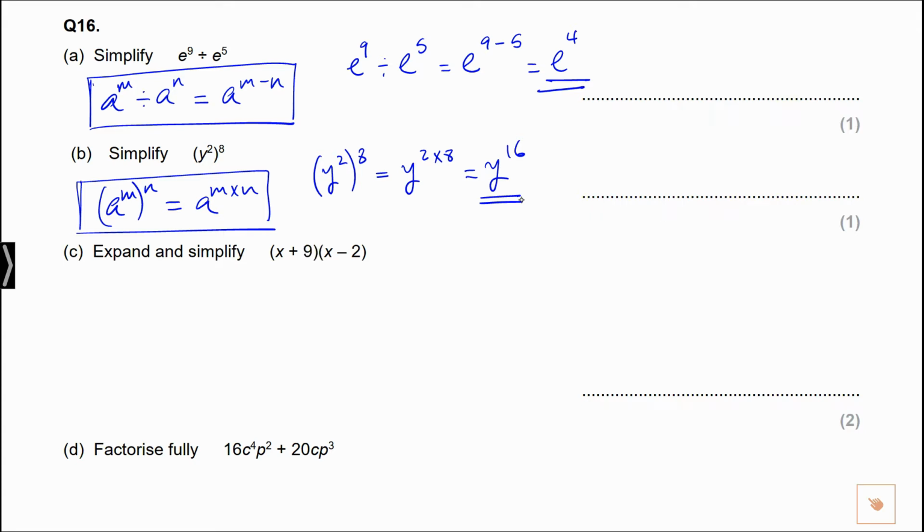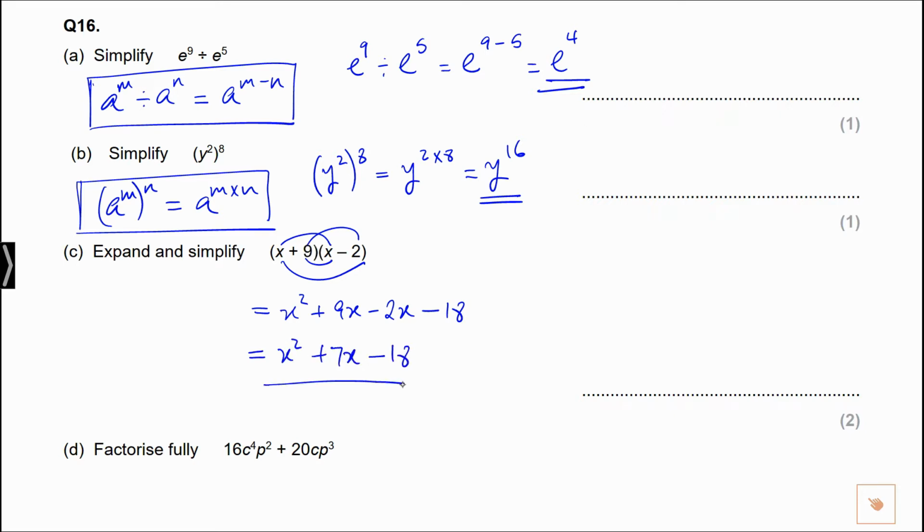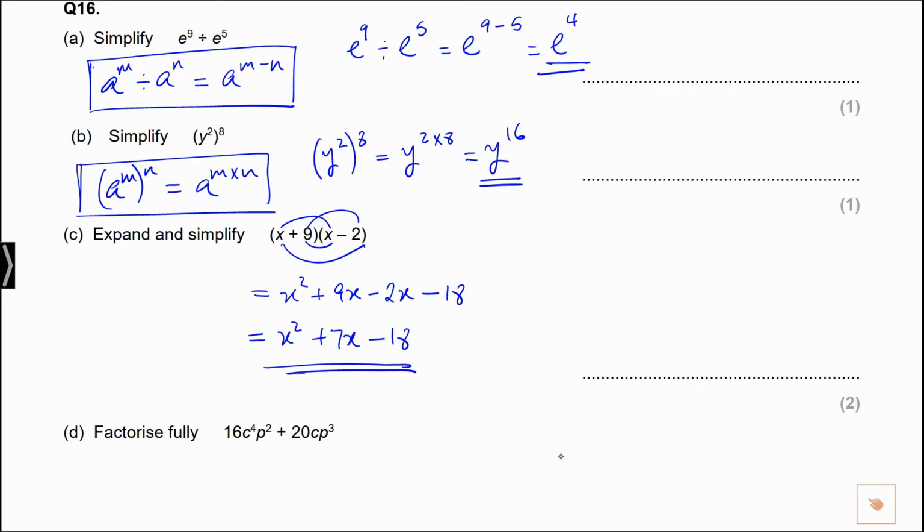Now, part C of this question requires us to expand the bracket. You can do that basically by foiling. So whichever method that you are taught on how to foil, just use it. So that will be x squared plus 9x minus 2x minus 18. And that will be equal to x squared plus 7x minus 18.